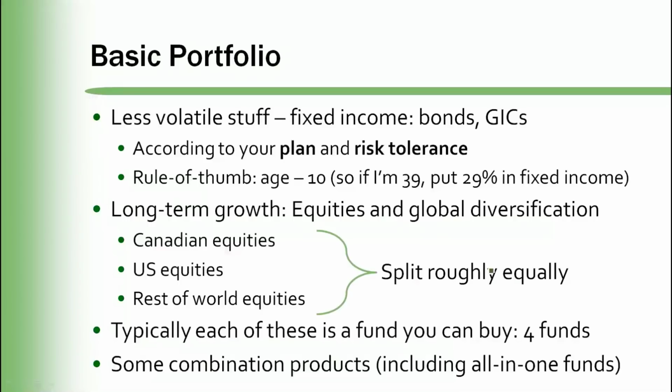And then each of these is typically a fund that you can buy. A bond fund, a Canadian equity fund, a US equity fund, a rest of world fund. That's 4 funds that you have to buy, and then that's all you need to build your portfolio. And then it can get even simpler than that, because there are some combination funds out there that mean that you don't even have to buy separate US and rest of world equities. You might be able to buy a single fund that combines those. And there's even all-in-one funds now where you can find one that has your bonds, Canadian equities, US equities, rest of world equities, all in a single fund. And then you only need to go and buy a single ETF or exchange traded fund to meet your portfolio needs.